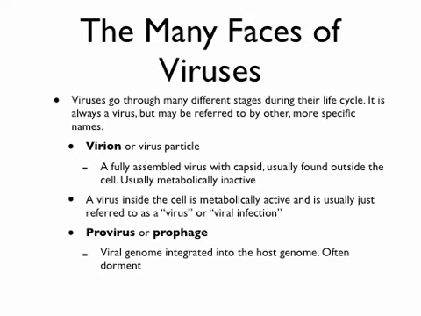A last stage, and not every virus does this, but some do, is a provirus or prophage, depending upon whether or not it's working in bacteria. If it's in bacteria, we call it a prophage. If it's in eukaryotic cells, we call it a provirus. So the provirus or prophage is when the virus has taken its genome and inserted its genome into its host's genome, so that there's no difference between them.